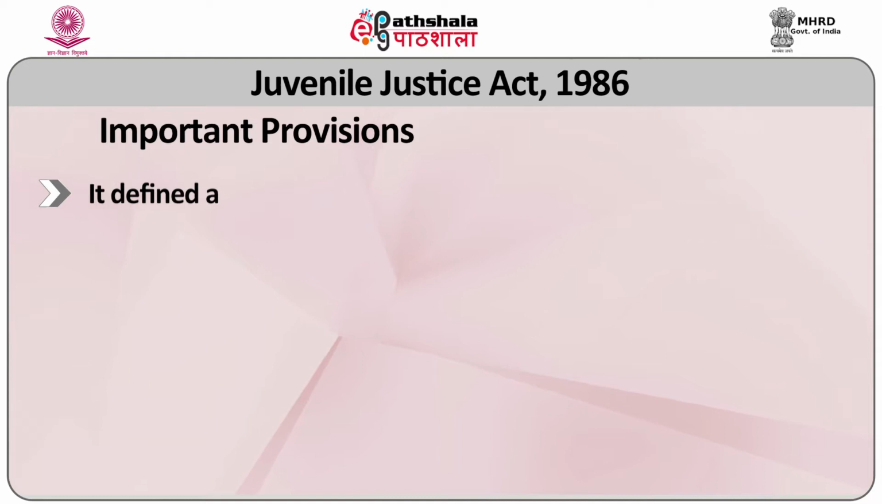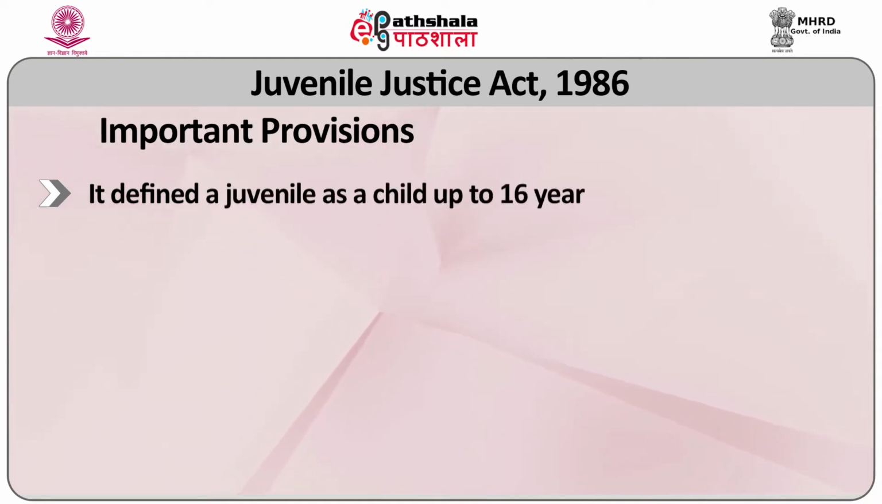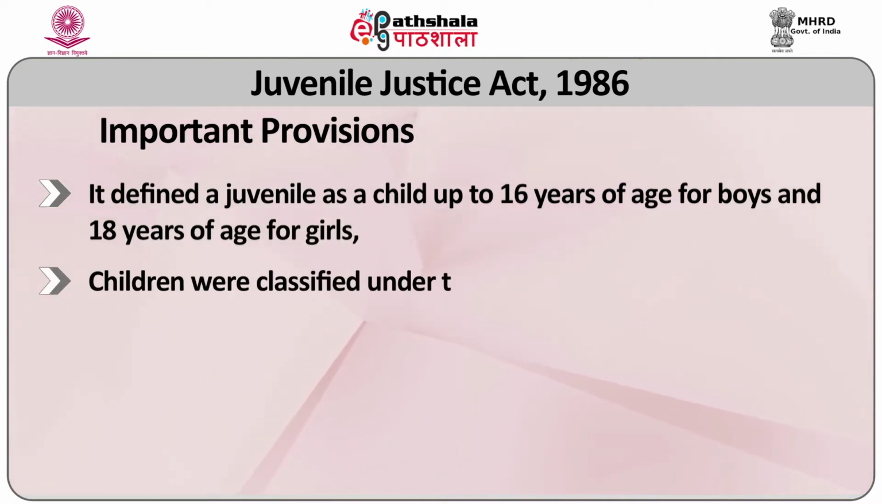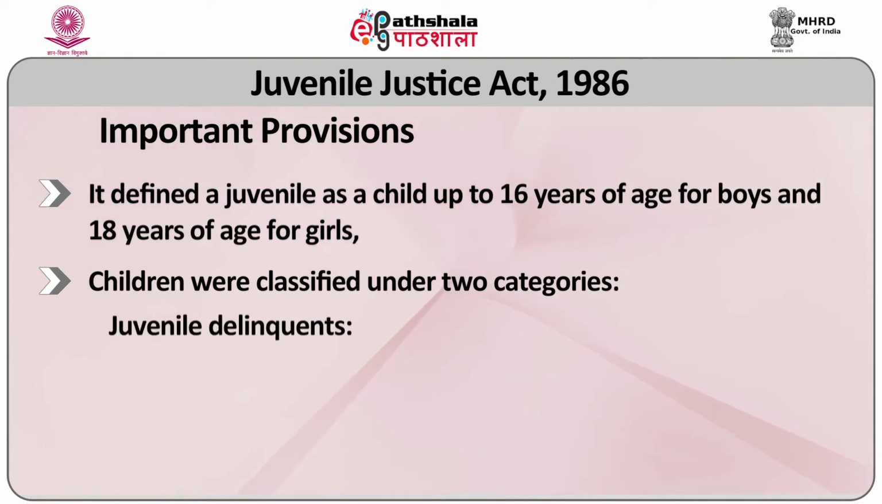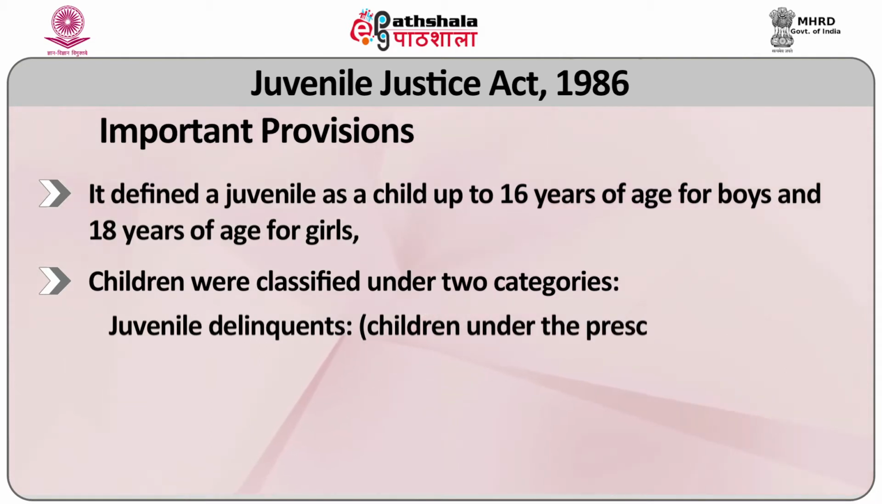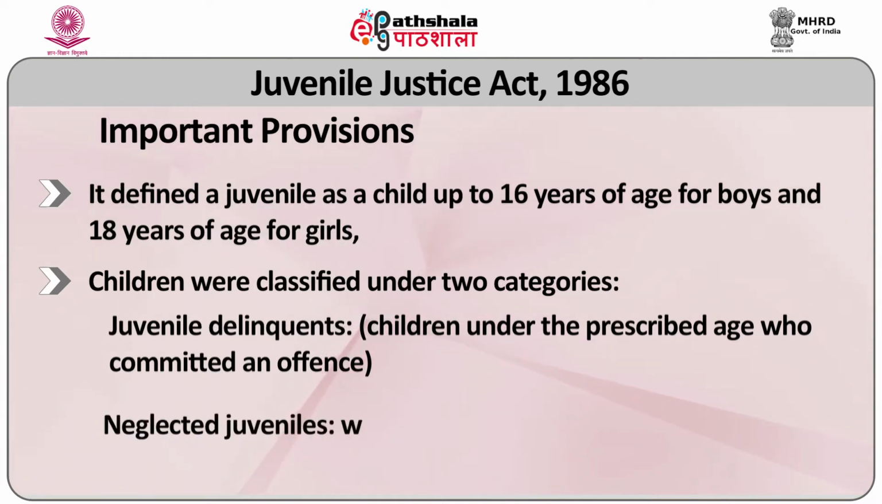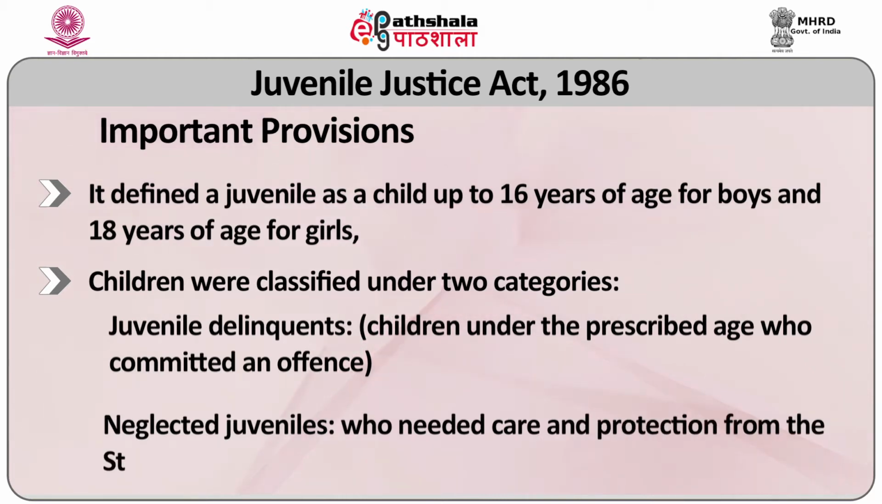1. It defined a juvenile as a child up to 16 years of age for boys and 18 years of age for girls. Second, children were classified under 2 categories: juvenile delinquents, who are children under the prescribed age who committed an offense, and neglected juveniles who needed care and protection from the state and the state institutions.